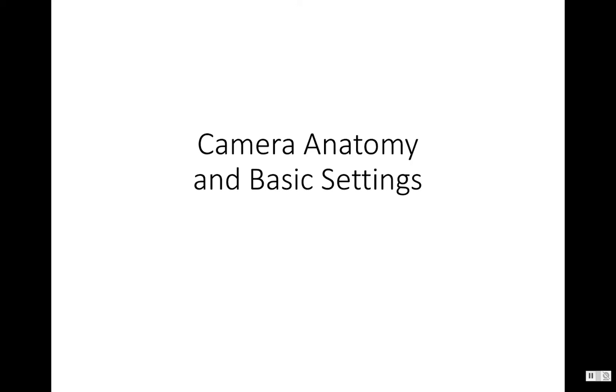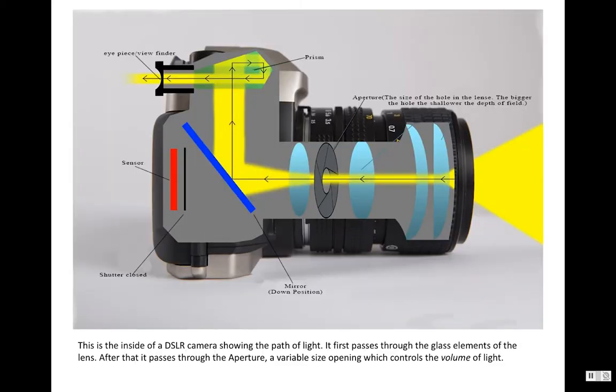Let's talk about the basic anatomy of your camera and some basic settings that you're going to want to know about and change. If we look at a DSLR, a digital single lens reflex camera, sort of exploded so we can see inside, what you see here is the pathway of light that goes through different pieces of glass inside the lens and eventually passes through an aperture.